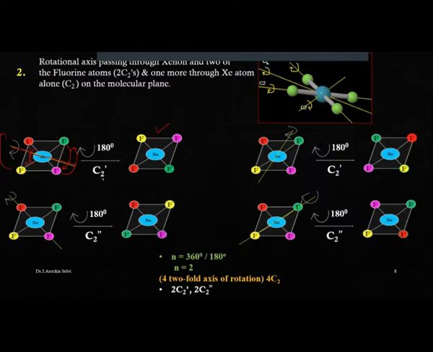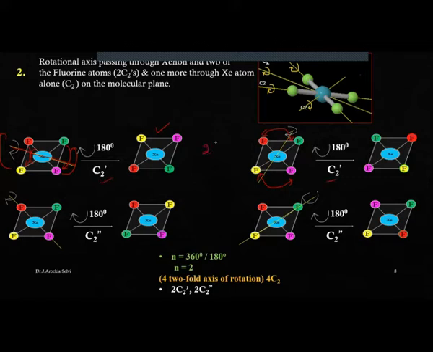So C2 prime. Another possibility is the same kind of axis in the plane passing through the centers of the other two parallel edges, through xenon. A 180-degree rotation is made, then these two get interchanged. So C2 prime, another C2 prime.